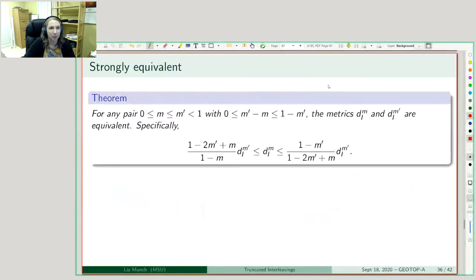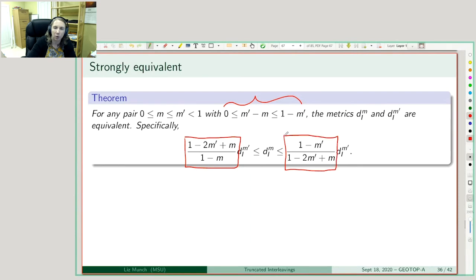All right, so let's talk about some properties of these things. If you give me any pair of m and m prime with a certain thing I'm going to talk about in just a second, the metrics d_I^m and d_I^m' are equivalent. Specifically, the definition of equivalent metrics is that I can find you constants that essentially make these inequalities happen. There's nothing particularly insightful from the constants themselves right now, other than the fact that they're only based on your choices of m and m prime.